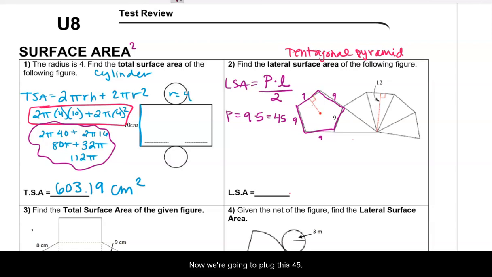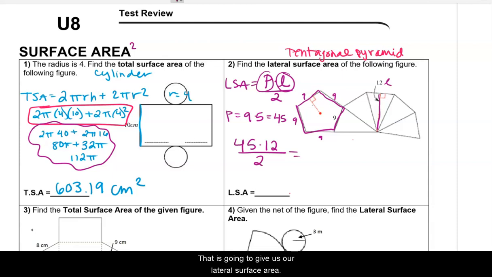So now we're going to plug this 45 in for P here. And we also need our slant height. That's what L is. If you look at the bottom of your reference sheet, there are explanations for what all of the different letters or variables stand for. So our slant height is going to be here, the 12. So we have 45 times 12 divided by 2. That is going to give us our lateral surface area of 270.